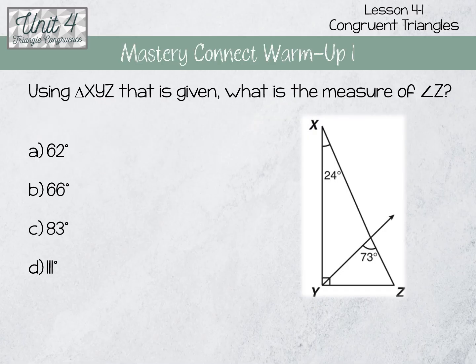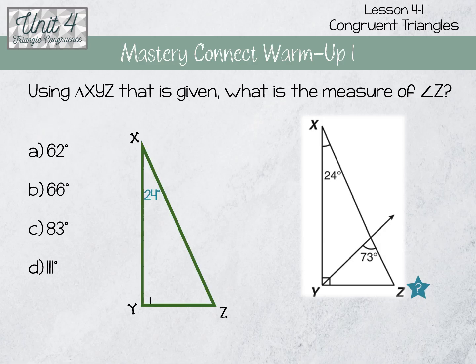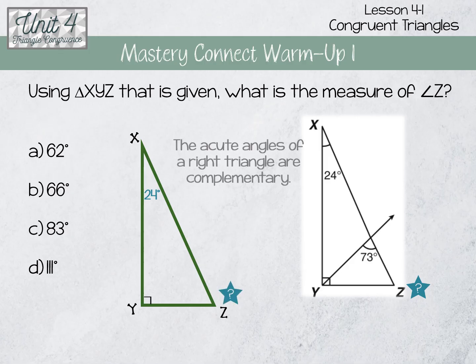Mastery Connect warm-up number 1, using triangle XYZ that is given. What's the measure of angle Z? I'm going to pull that triangle out because there's stuff in there we don't even need. We're looking for angle Z. The acute angles of a right triangle are complementary, which means they add to 90 degrees. So if I do 90 minus the 24, I am going to get angle Z is 66 degrees. B is our answer.